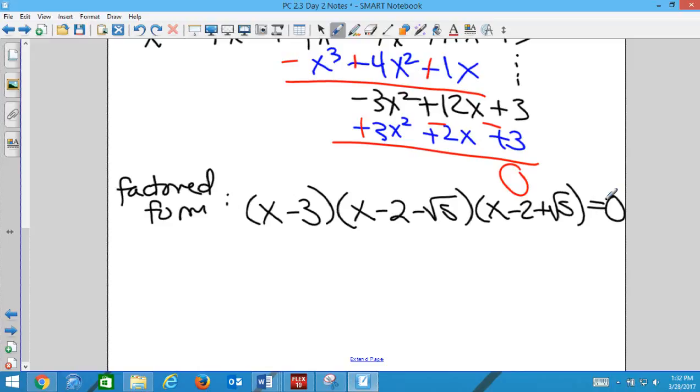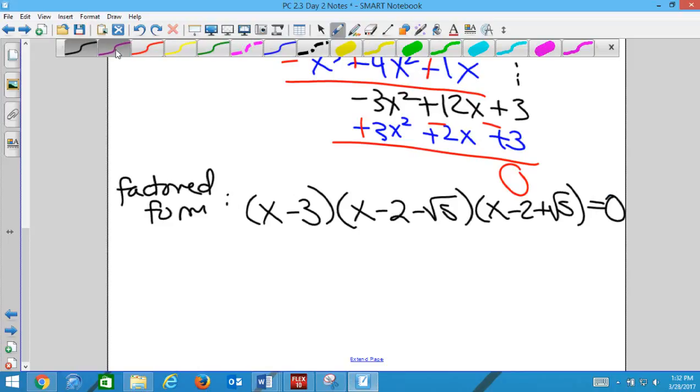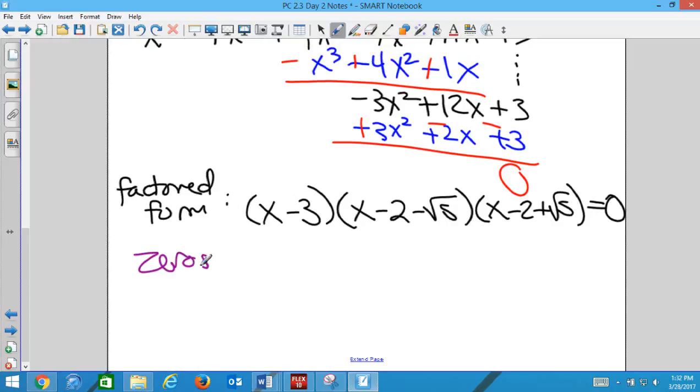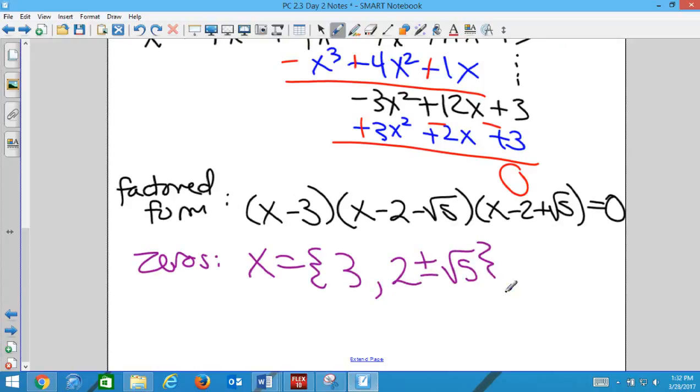And then the zeros: x equals 3 and 2 plus or minus square root 5.